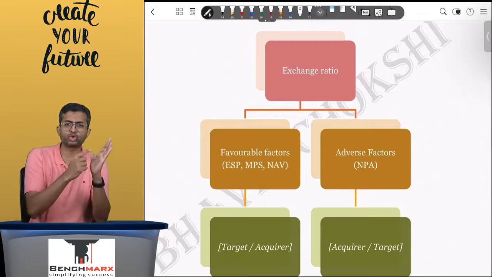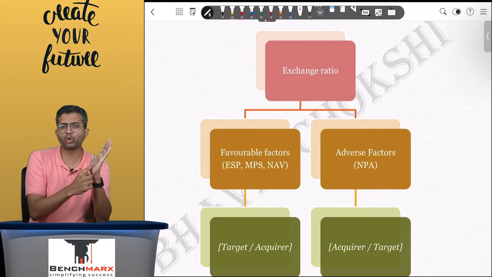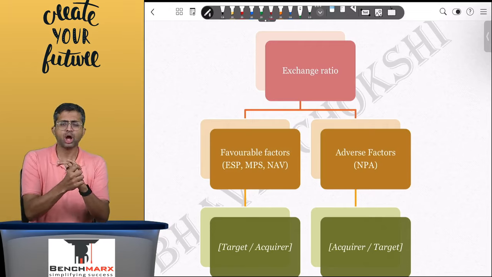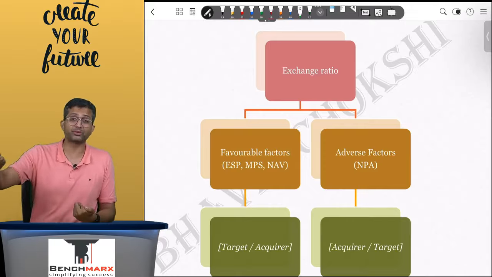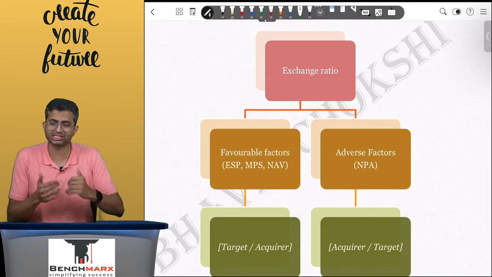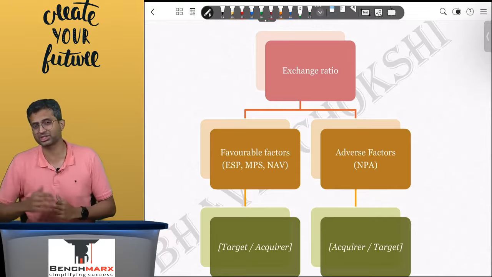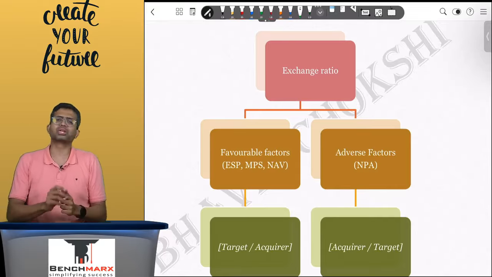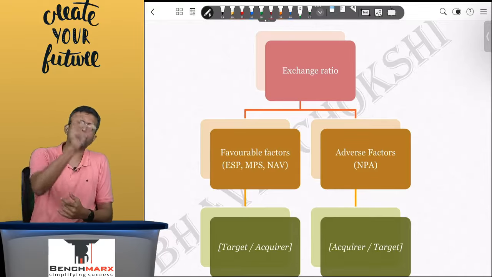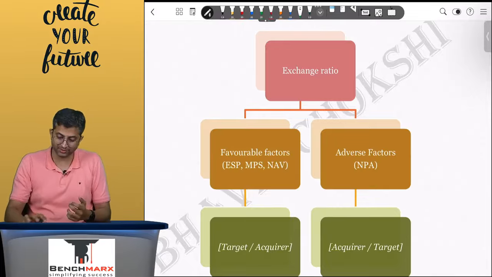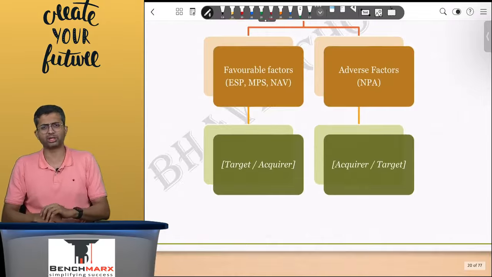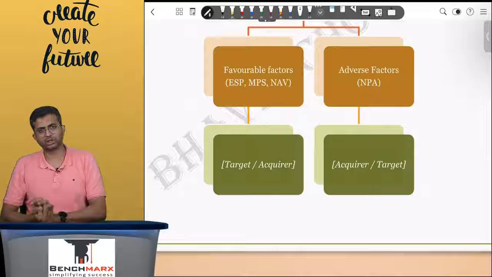But if you do 20% upon 5%, it will give you a 4:1 ratio, whereas you are saying that for every 1 share of the target, you get 4 shares of the acquirer. That's wrong. The target has an inferior share because it has a 20% NPA, and hence the ratio should be calculated as the NPA of the acquirer upon the NPA of the target. So in case of an adverse financial factor like an NPA, it will be acquirer by target. In other factors, it will be target by acquirer.